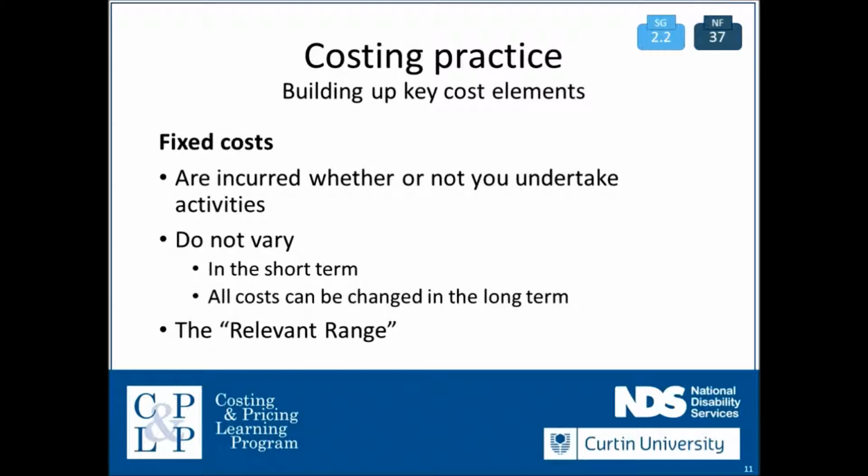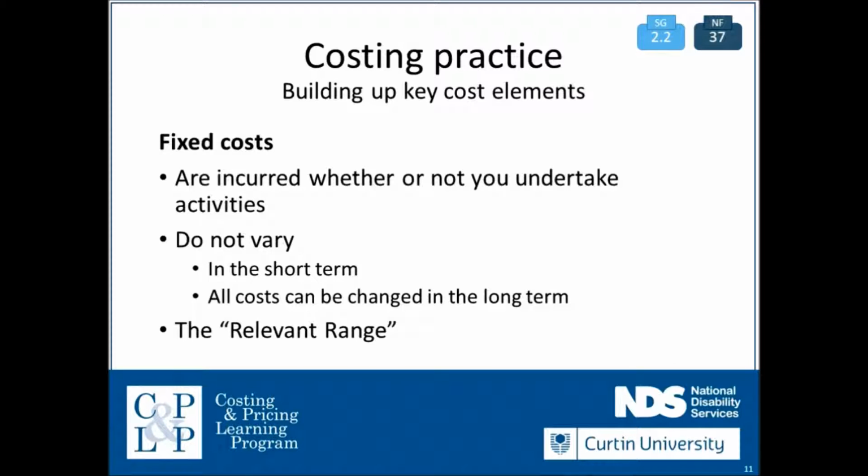They tend not to vary in the short term. However, you need to remember that, of course, all costs change in the long term. Fixed costs and variable costs will change in the long term. Importantly as well, we will talk about the idea of relevant range in the next webinar much more deeply. However, it's important at this point to understand that the relevant range is also a consideration here for determining what is a fixed and what is a variable cost.